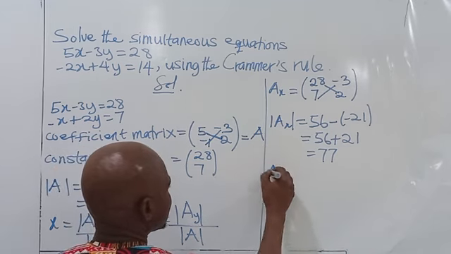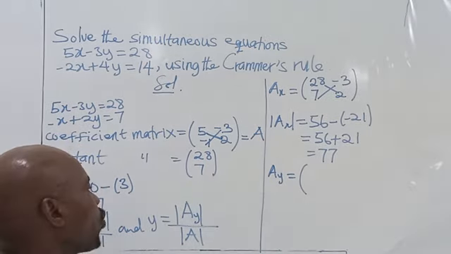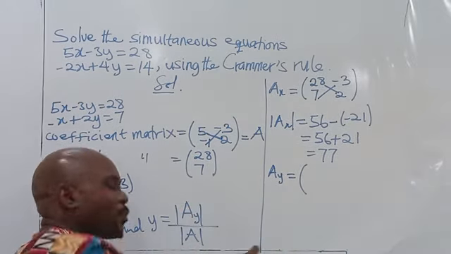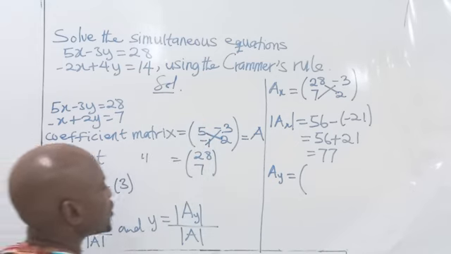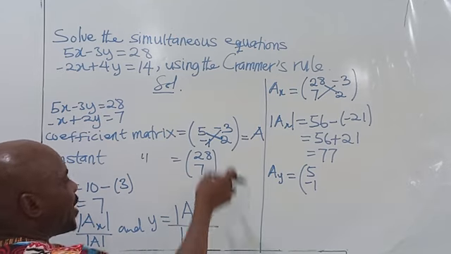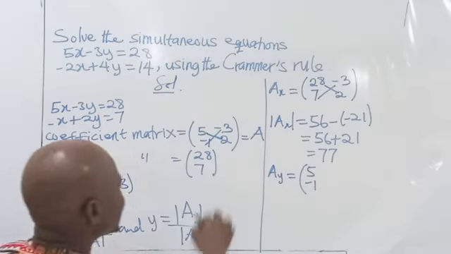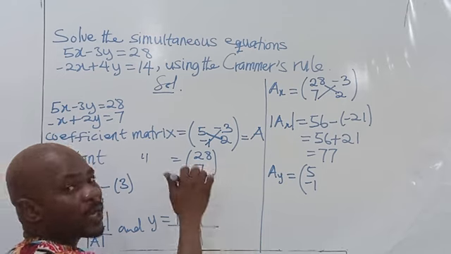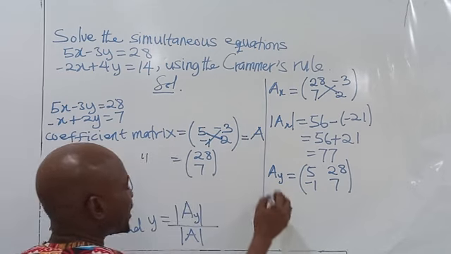Matrix AY. So how is that one done? This time the matrix is with respect to y. So we are going to keep the first column of the coefficient matrix, which is 5 and negative 1. And then we replace the second column. The stronger agility is playing, but negative 2 and 3 is tired. So we are substituting negative 2 and 3 with 28 and 7. So 28, 7. So what is the determinant here?